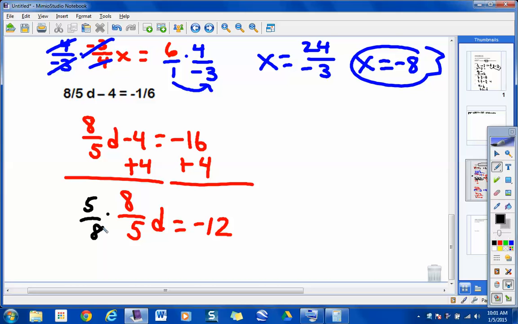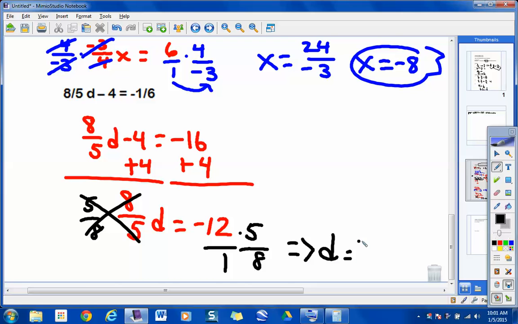Again, -12 is a whole number, so I better put that over 1. And then the left side cancels out. So the 5's are gone and the 8's are gone. So we've got B equals negative 60 over 8. -60 divided by 8, and when you hit that in, what did you get? Negative 7. I'm at -7.5 for that.